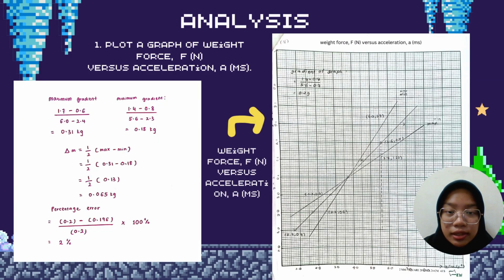So this is the analysis of the experiment. Question 1. Plot a graph of weight force versus acceleration. To plot the graph, we have to find the maximum point and the minimum point. Also, from the graph, we can obtain the percentage error of the experiment. For the y-axis, we put weight force Fn, and for the x-axis, we put acceleration.